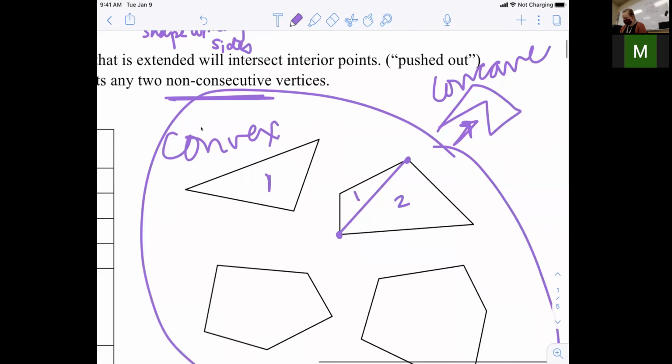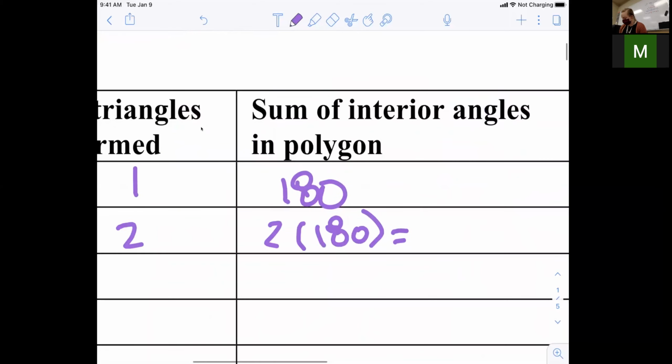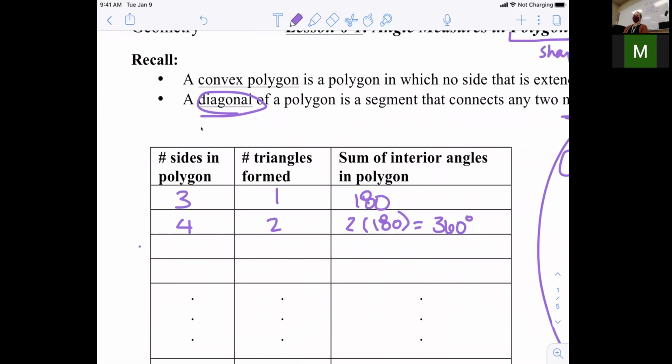If I can make two triangles, I can know their sum by doing 2 times what? 180. 2 times 180 is going to be 360. For the sake of today, I'm going to do most of the calculations for us. If that's something you struggle with, go back and do all these calculations later. If you're like, there's no way I could mess up plugging something in the calculator, then don't worry about it.